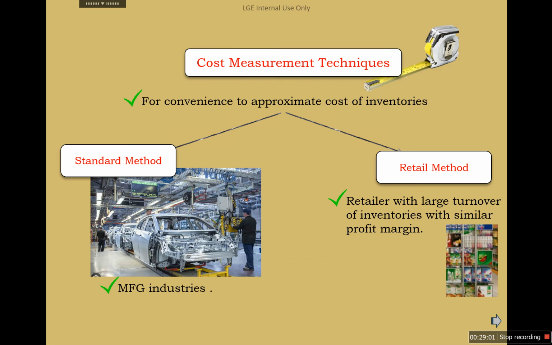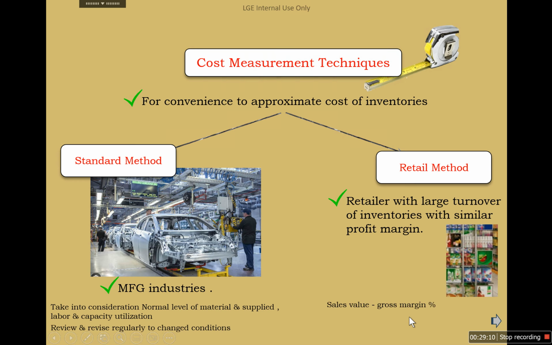So the option is given to use the retail method, where we use the sale value minus the gross margin percentage. We need to take into consideration inventory that has been marked down while calculating the retail method. If some inventory has already been written down to net realisable value, we are not supposed to consider that portion again. And for other inventory, we need to use the sale value minus the gross margin.